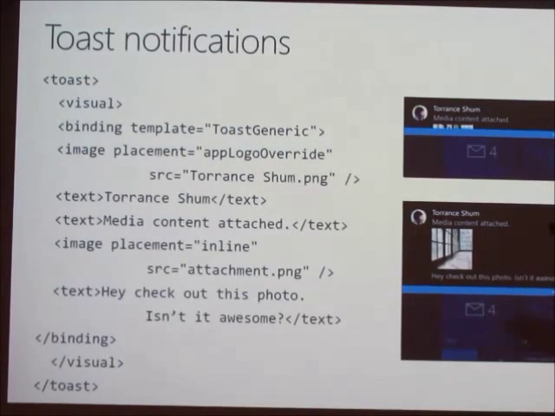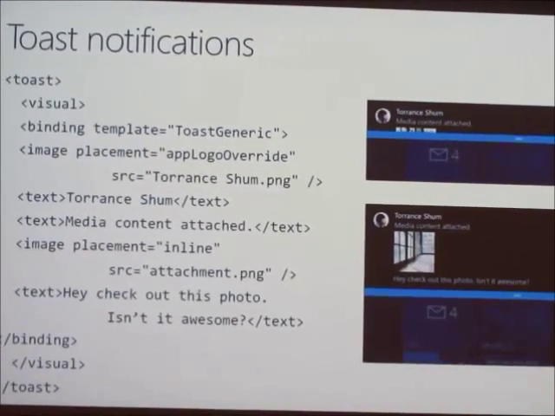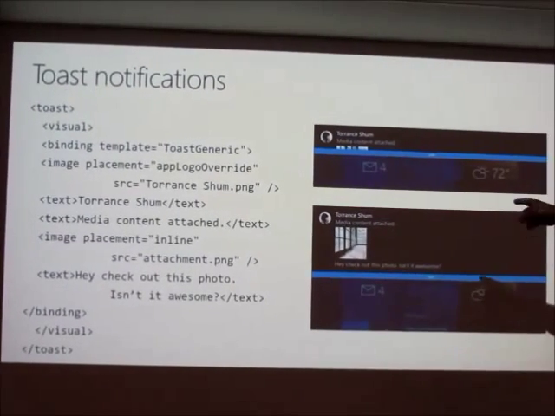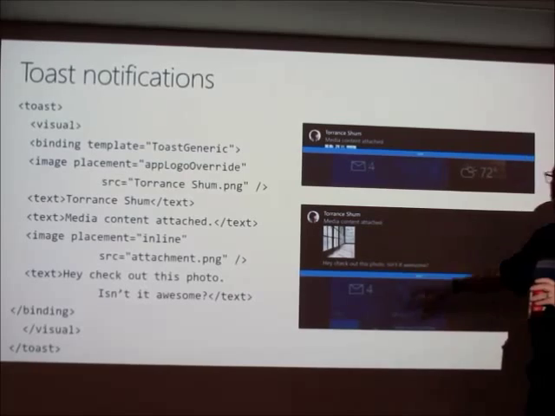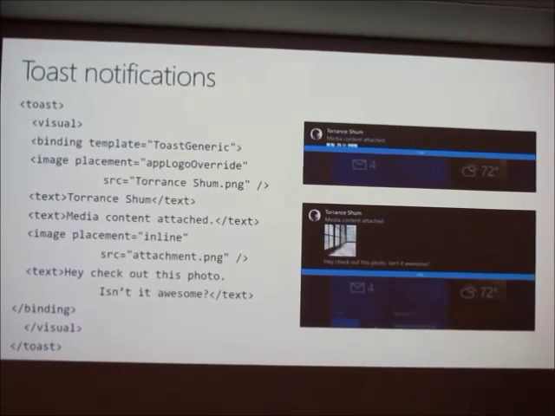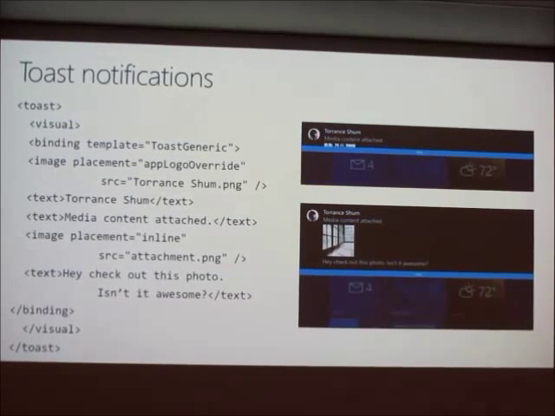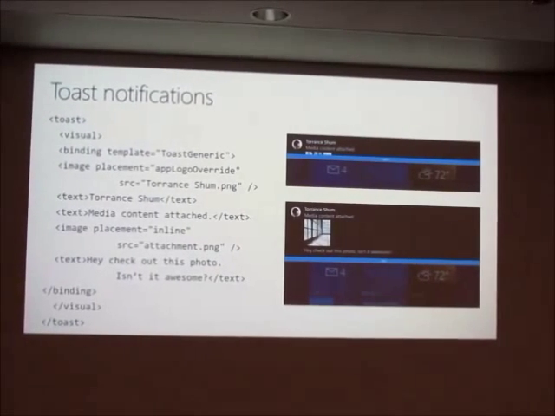You'll see that the image placement is in line for the attachment. So you're able to put an image right in line with that particular text so that it runs along in the line. And then essentially, this visual here will end up acting very similar to a spec panel where it's laid out.